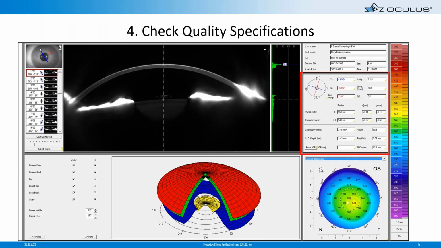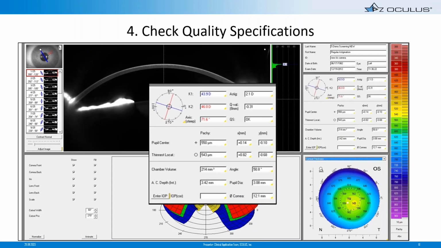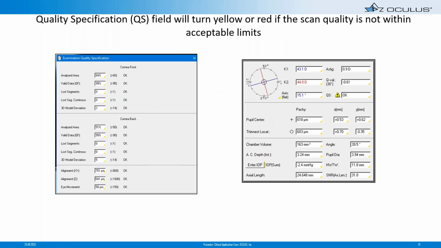And I'm going to go ahead and zoom in here. In the field right here, where it says QS, standing for quality specification, you can see it says white OK. That is the best you can get with your Scheimpflug imaging. And if it says anything other than OK, it'll show up in yellow and red. If it does show up in yellow and red, the scan quality is not within acceptable limits.